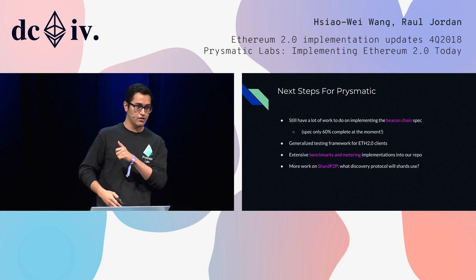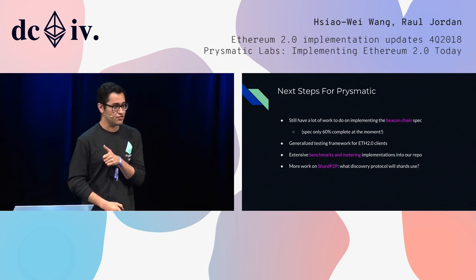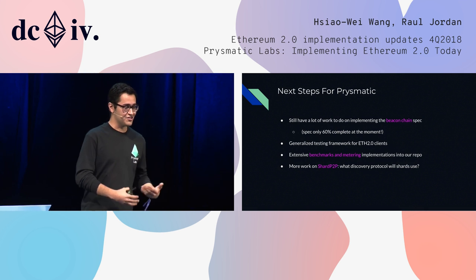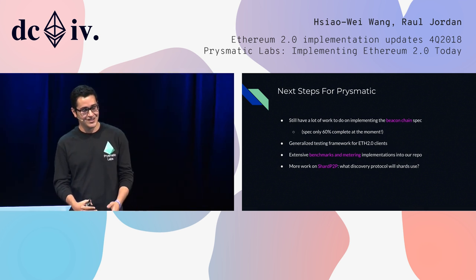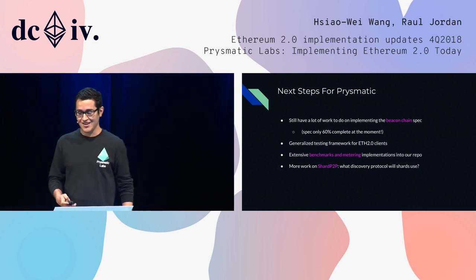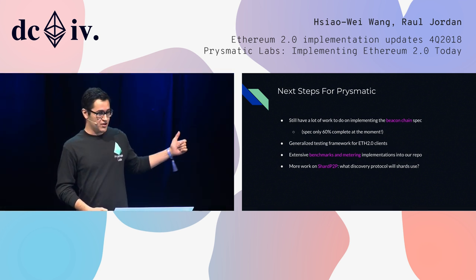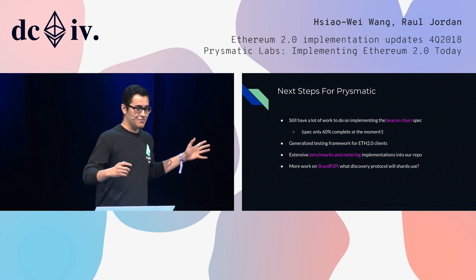Working on benchmarks and metering extensively for our applications. So we want to make sure we understand, if our signature aggregation is done properly, how many validator clients can we realistically have attached as gRPC processes, as well as work on shard P2P, which is a very big umbrella term.